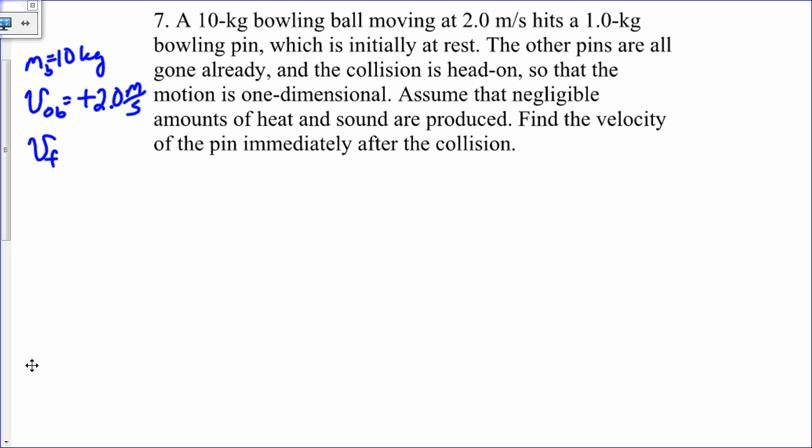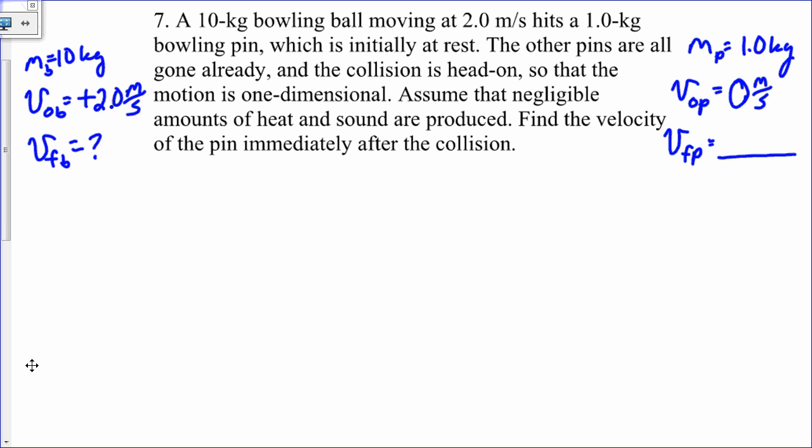VFB, the final velocity of the ball. I don't know what that is. It's not asking that, but I don't know what it is. And then I also know some stuff about the pin. The mass of the pin is 1 kilogram. The initial velocity of the pin is 0. It's at rest. And I want to know what is the final velocity of the pin.